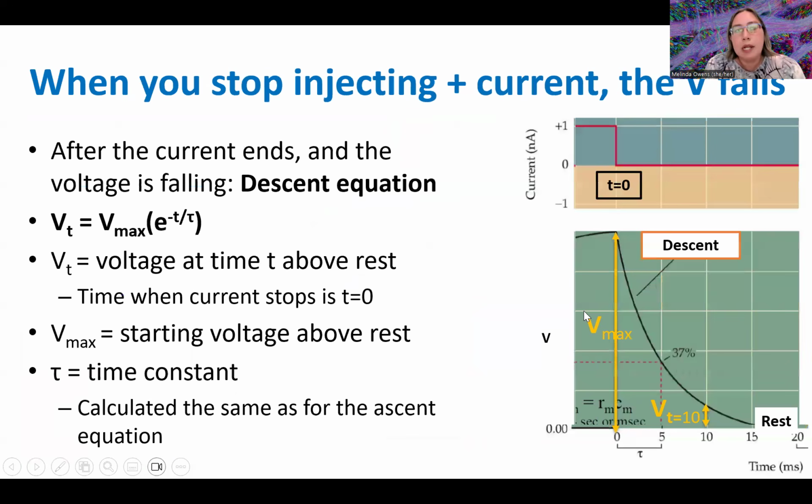Okay. So what about going down? When you stop injecting positive current, what happens? Well, the voltage will fall. And so you use a different equation for this called the descent equation. And descent is about falling, so that's why it's called that. Now, one thing here that I want to point out is that you got to be careful with the time here. So the time is 0 here. It starts when you take away the voltage and when the voltage starts falling.